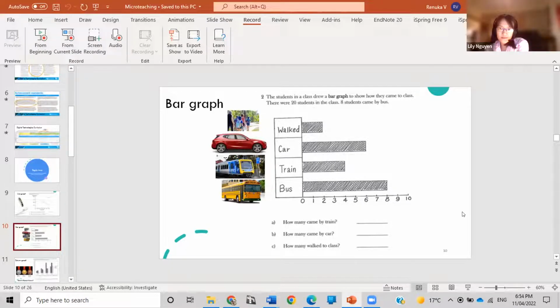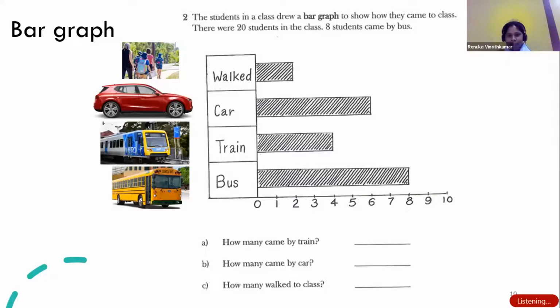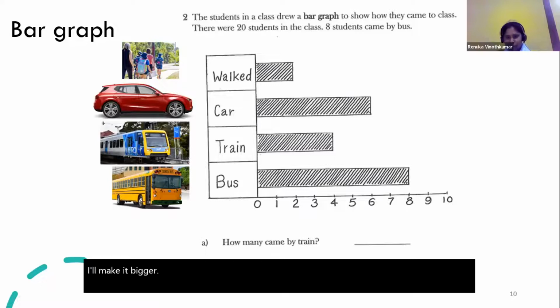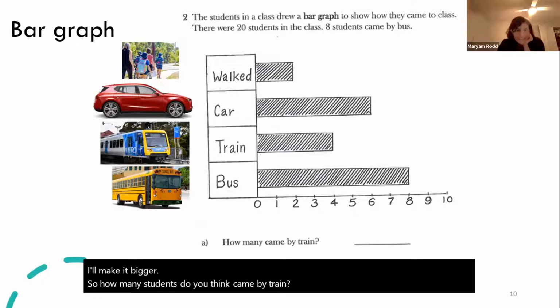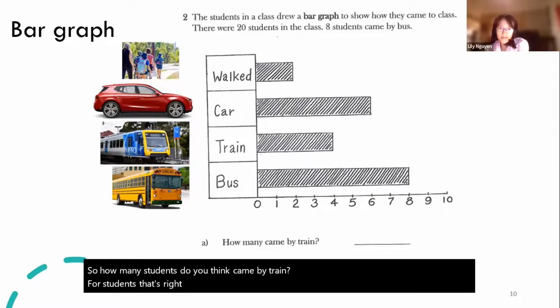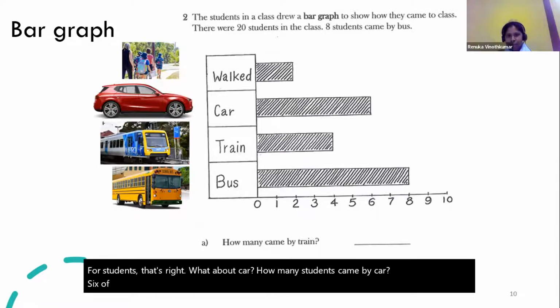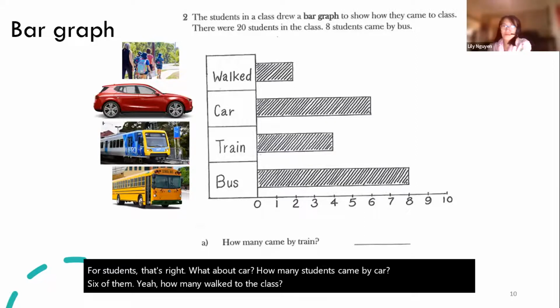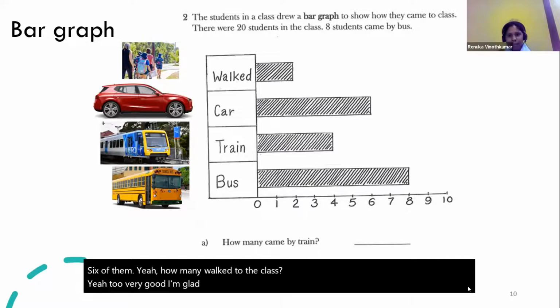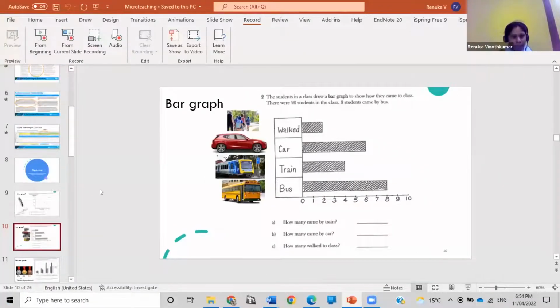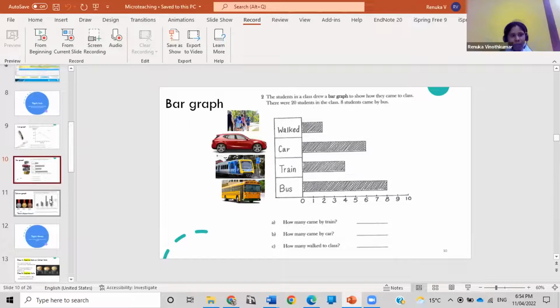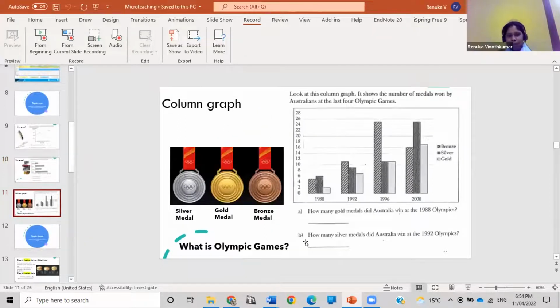4. I'll make it bigger. So 4. How many students do you think came by train? 4 students. 4 students, that's right. What about car? How many students came by car? 6. 6 of them. Yep. How many walked to the class? 2. Yep, 2. Very good. I'm glad that you remember from the last lesson.